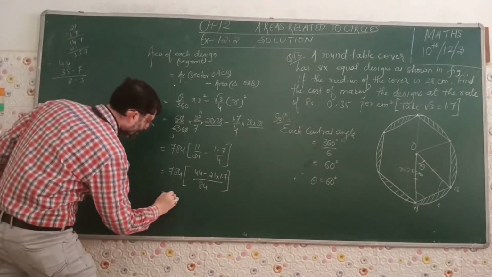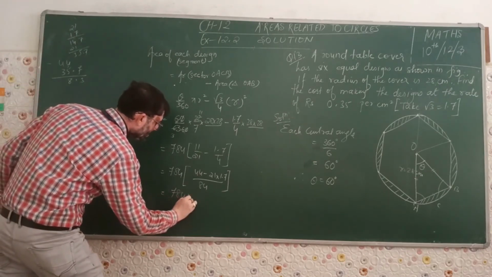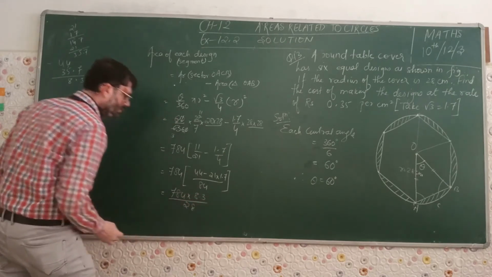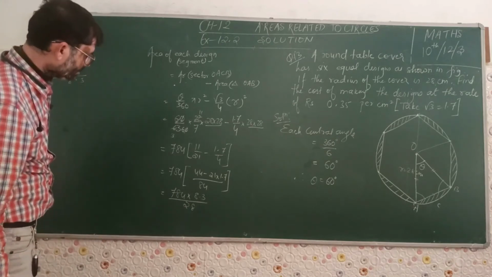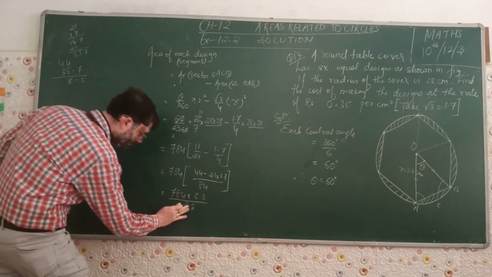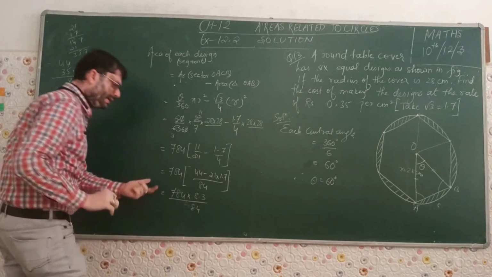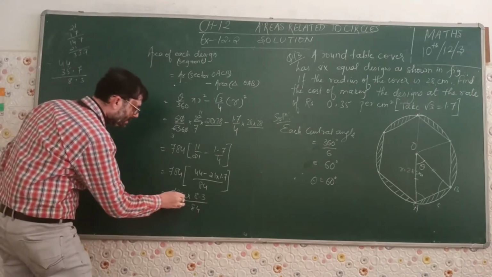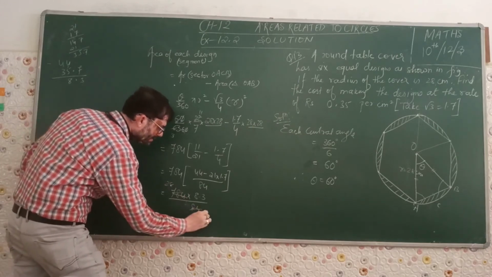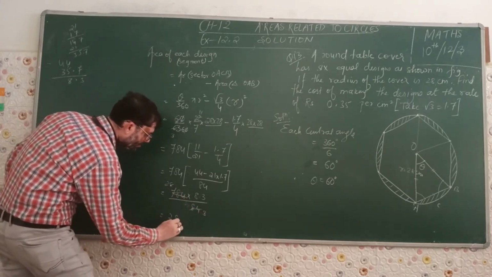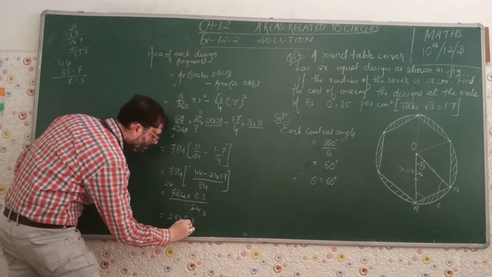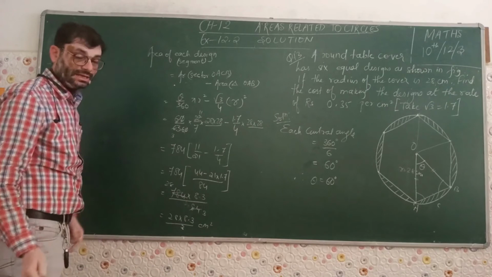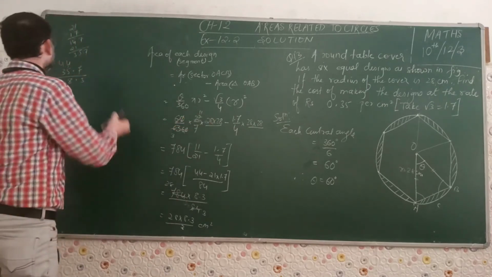This is 784 into 8.3 divided by 84. And this can be cancelled. This is 28 threes and this is 28 into 28. So this is 28 and this is 3. So this is 28 into 8.3 by 3 centimeter square. So this is the area of one design or one segment.